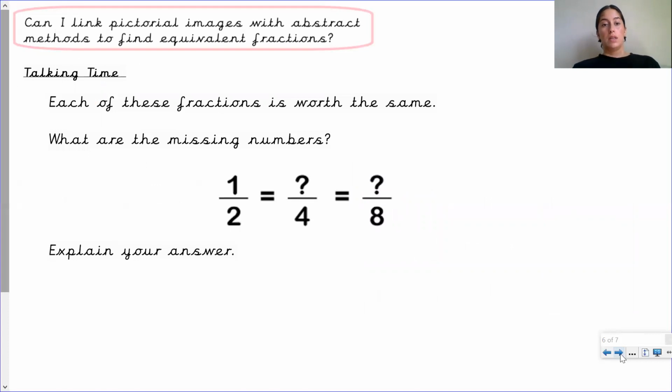Okay. Each of these fractions is worth the same. What are the missing numbers? Based on what we've been speaking about, we have spoken about what we do to the numerator and the denominator to find its equivalent fraction. So can you pause the video and have a go at completing this by yourself?